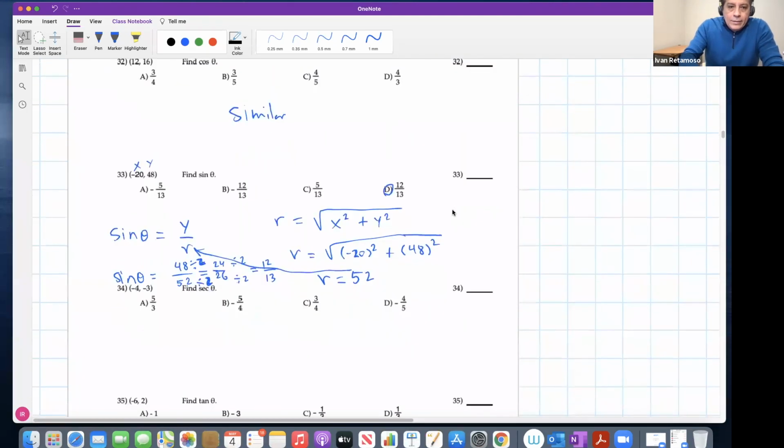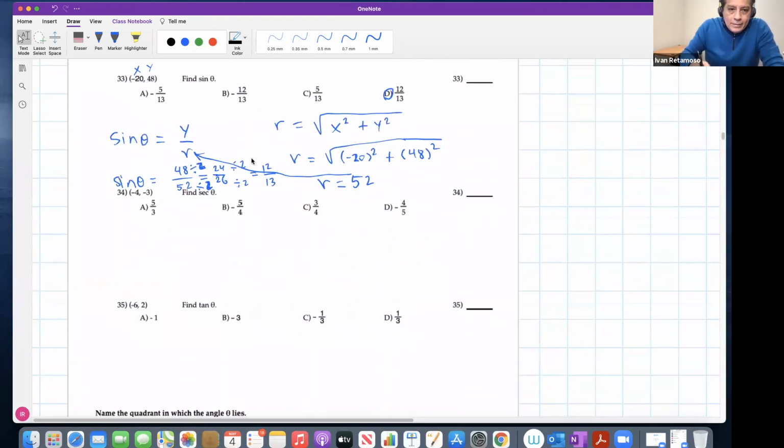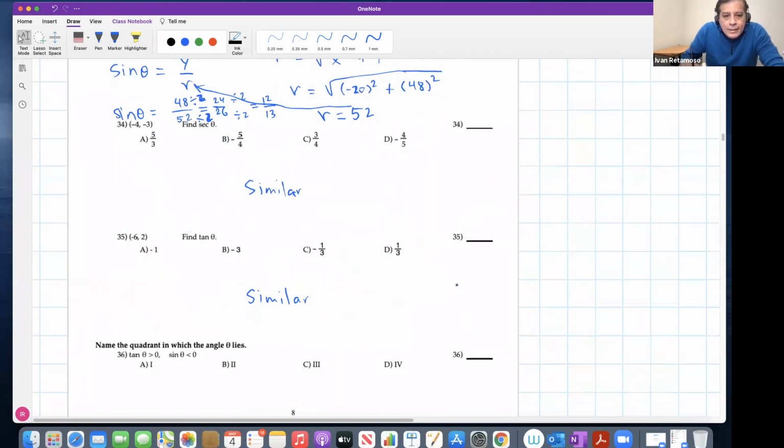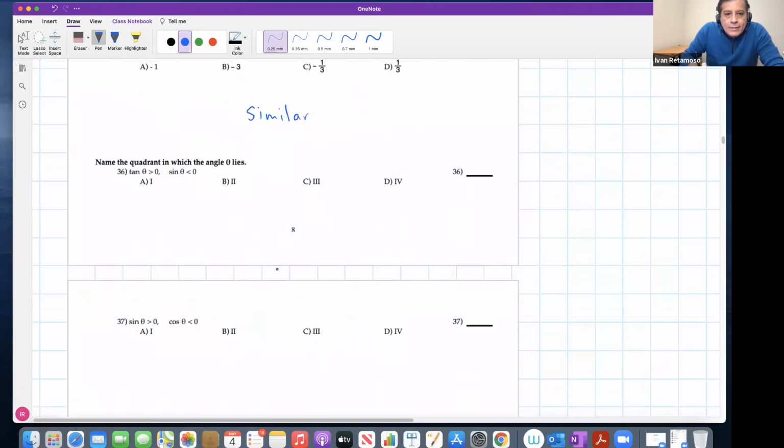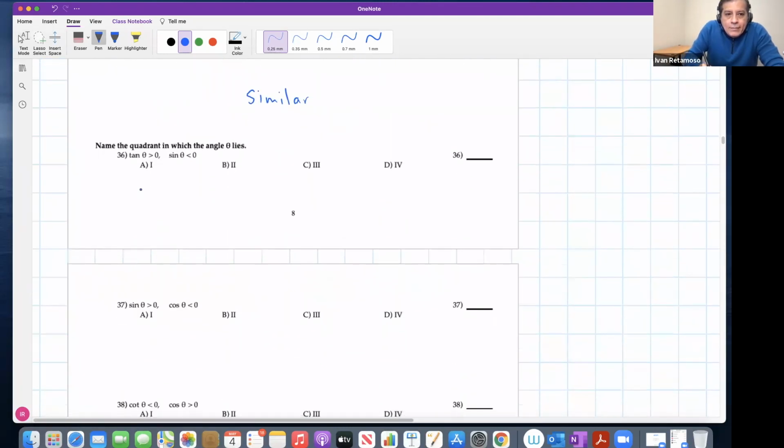Very good, guys. So this is how you use this, right? This one's similar. Use the signs, use the definitions for trigonometric functions for any angle, remember, in our notes. All right, now this is a different form, 36. They say, figure out what is the quadrant where theta lies, knowing that tangent is positive and sine is negative.